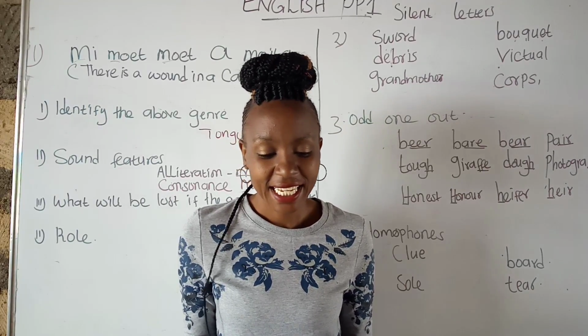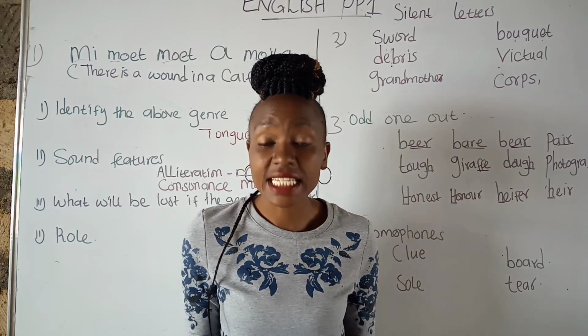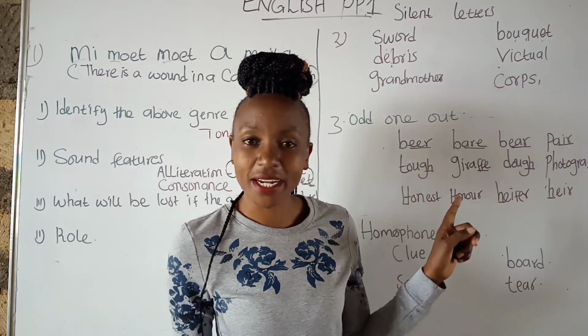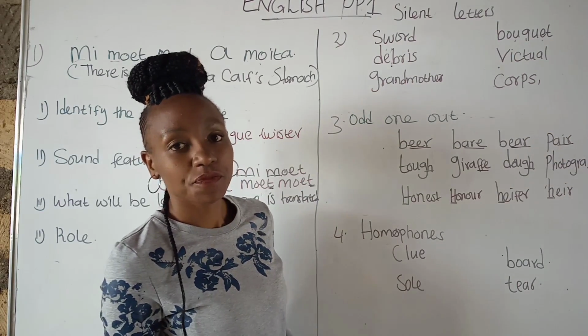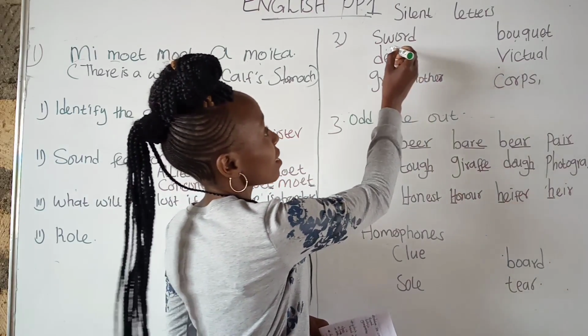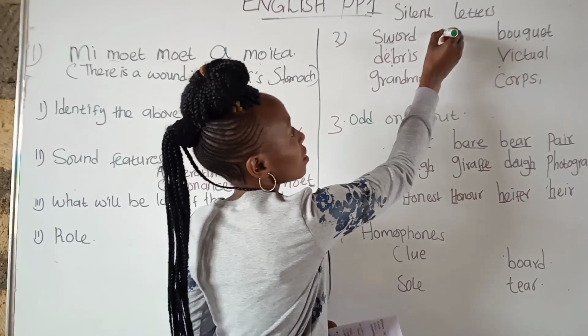Question 2 reads, underline the silent letters in the following words. And the words are on the board. The first word is this one, sword. So the letter that is silent is this.